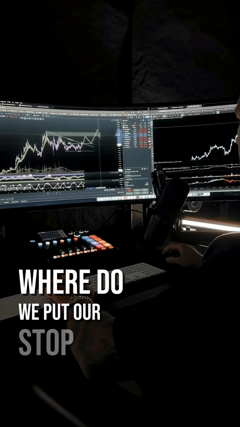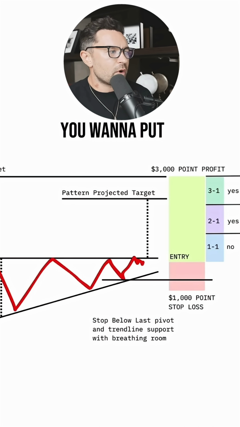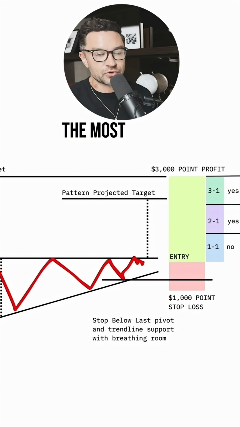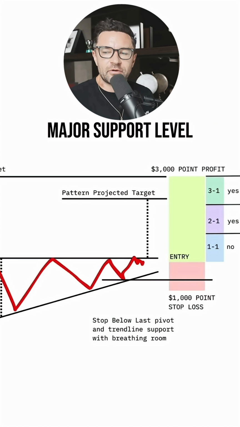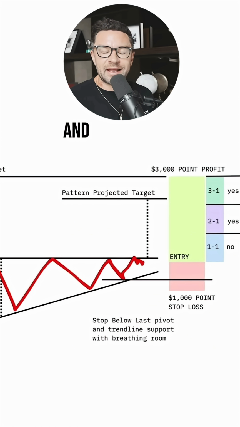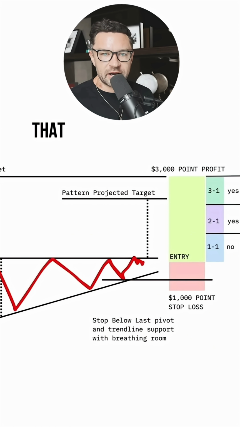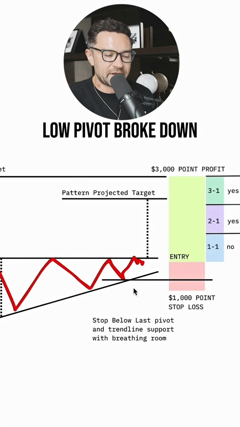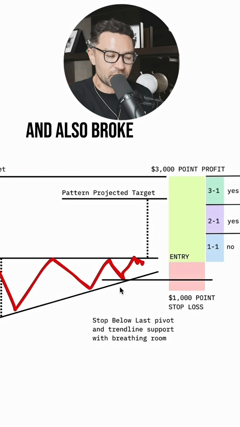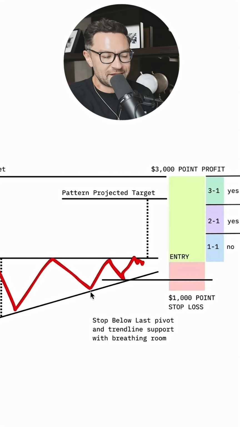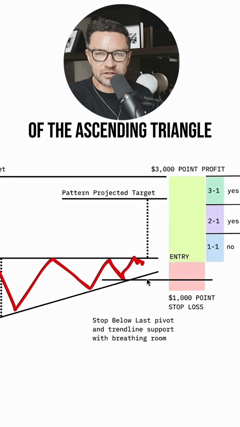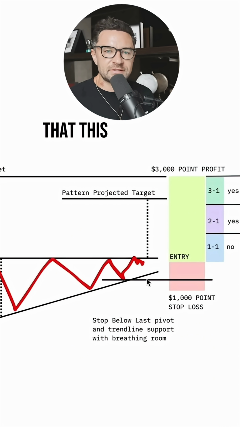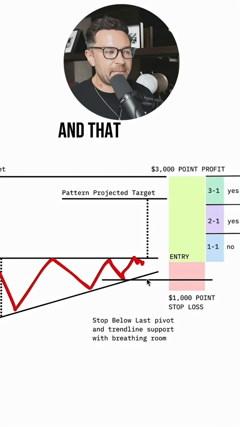Where do we put our stop loss? Typically you want to put it below the most recent major support level that would break down and essentially break the pattern that we're trading, right? If this recent low pivot broke down and started trading down below and also broke the ascending trend of the ascending triangle, guess what? That means that this is no longer an ascending triangle and that pattern is now broke.